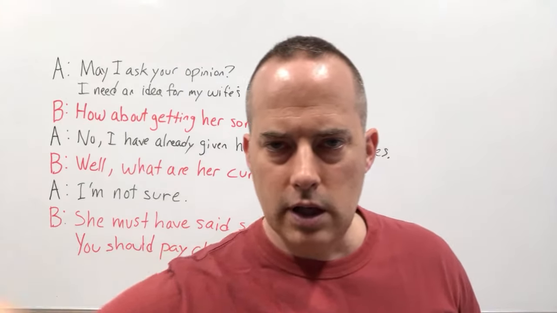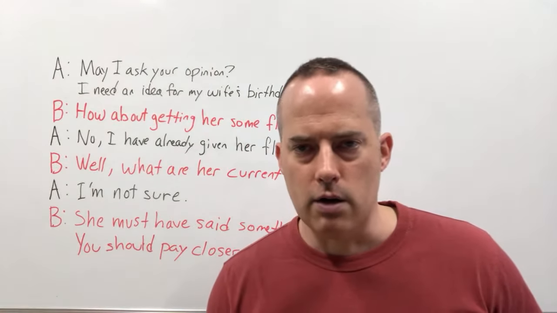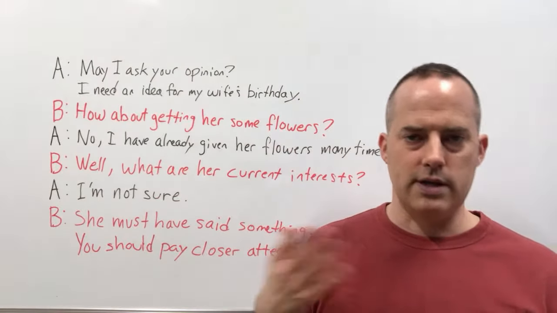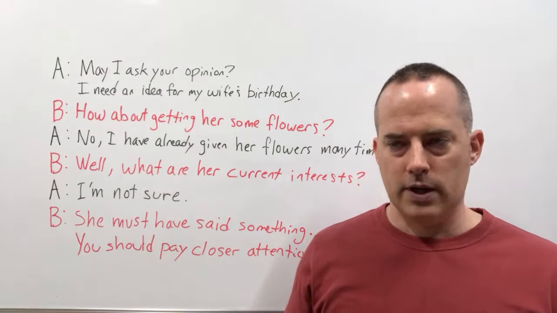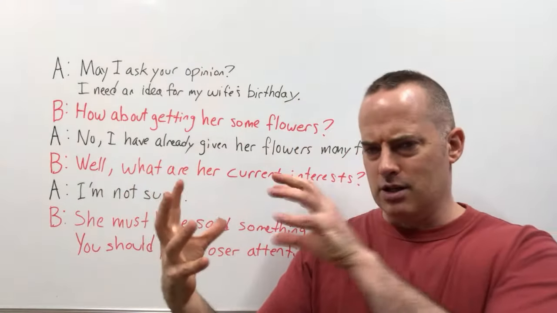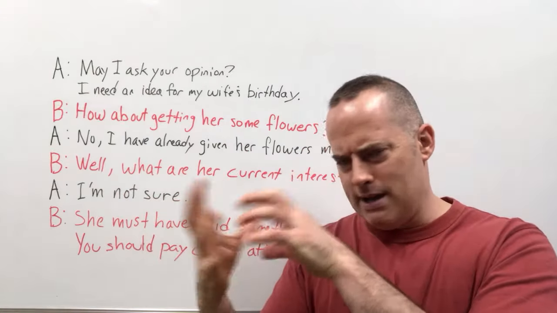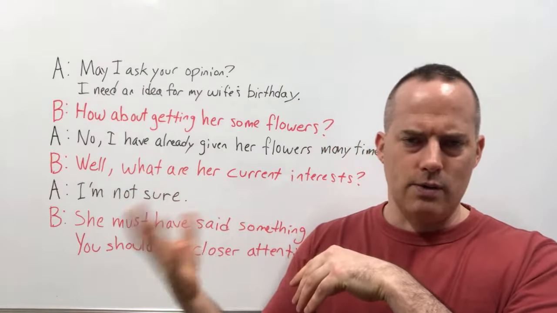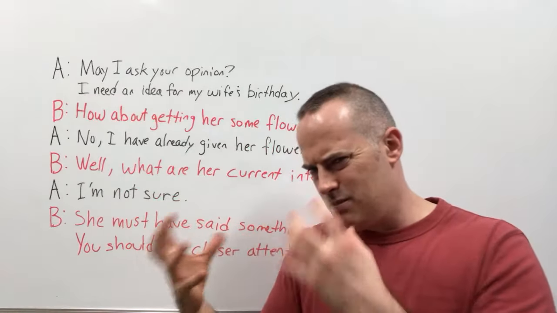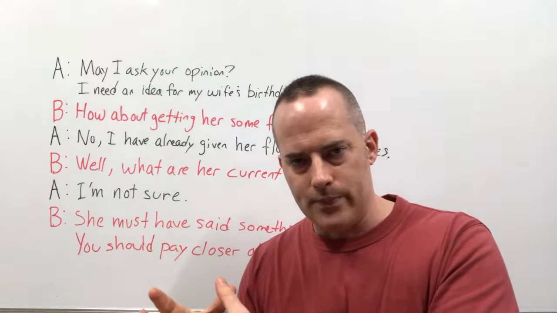Let's see. Mohammed says, can we say, why don't you get to her? You wouldn't say get to her. You would say just get her something. If I want to get to someone, usually this means I'm trying to communicate with them in some way. Like I'm trying to get to my son. Maybe he doesn't want to do his homework and I'm trying to get to him, like get through to him. It's a different idea of just getting something for someone.